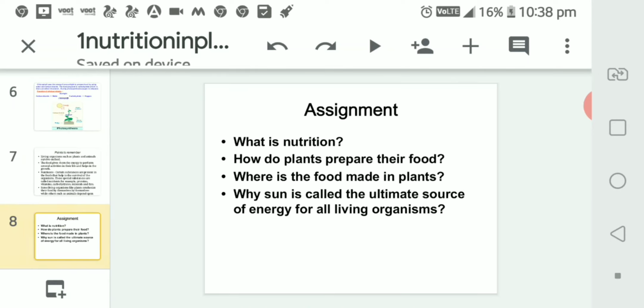Time for assignment. You have to write this question and answer in your notebook. So, the questions are: What is nutrition? How do plants prepare their food? Where is the food made in plants? Why is the sun called the ultimate source of energy for all living organisms?